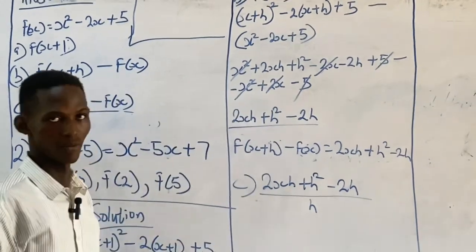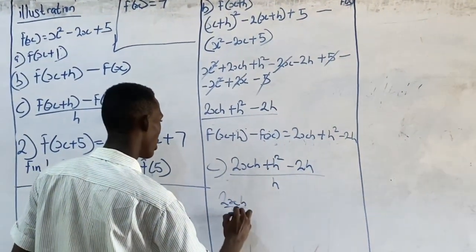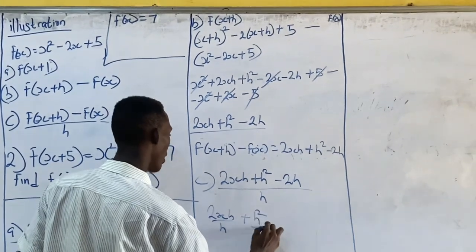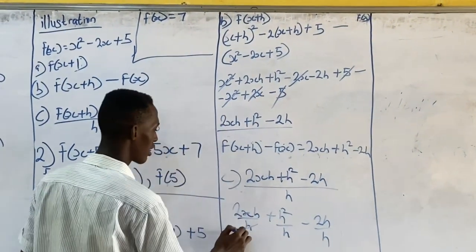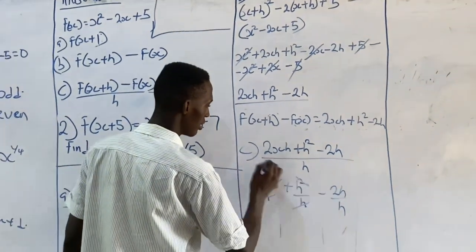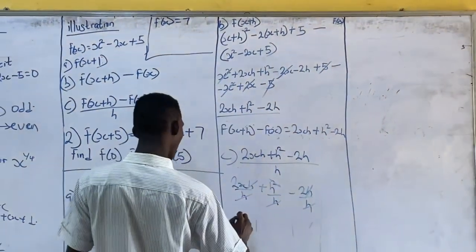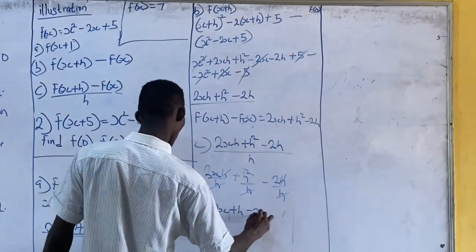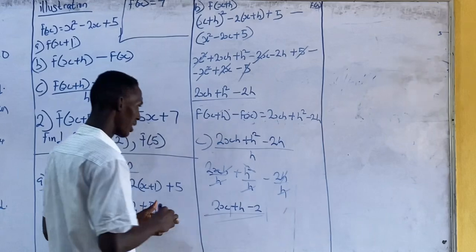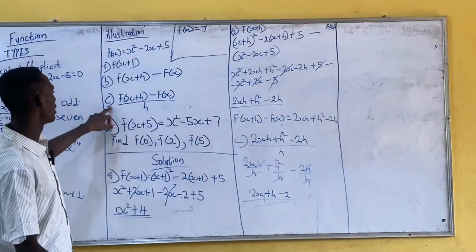h. Remember in mathematics, this is the same thing as saying 2xh over h plus h squared over h minus 2h over h. So now this cancels this, cancels out this, following the law of indices, and this cancels this. So our answer here is what? 2x plus h minus 2. That is our final answer for this question.